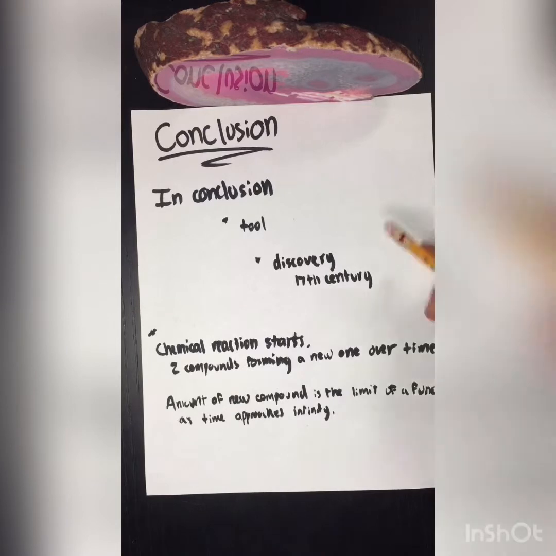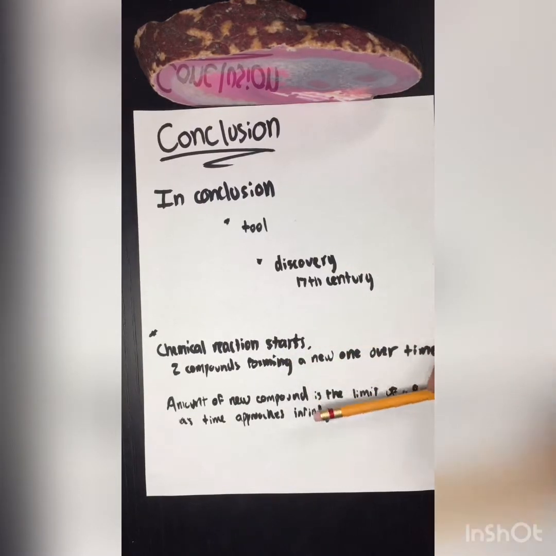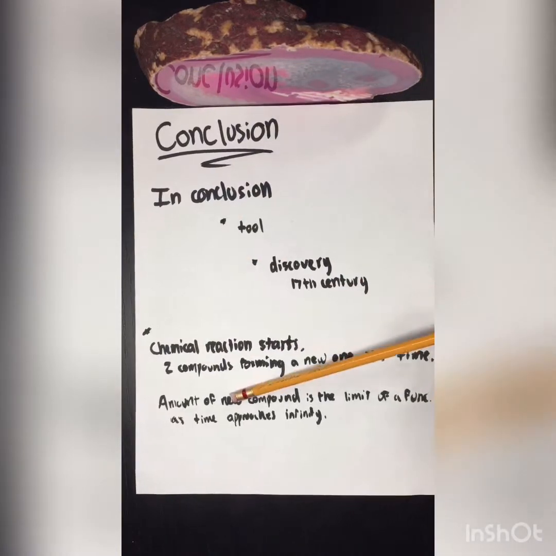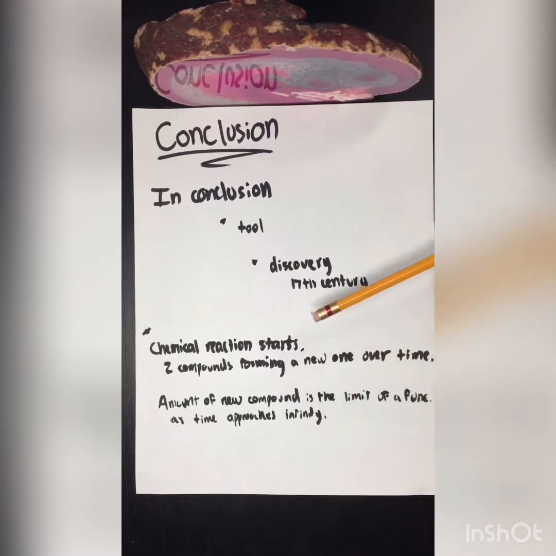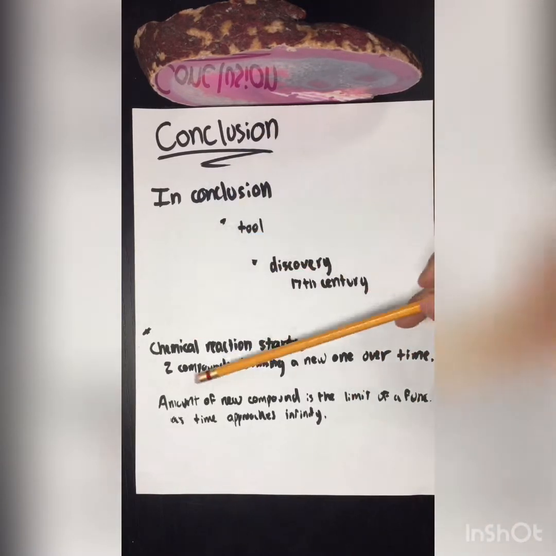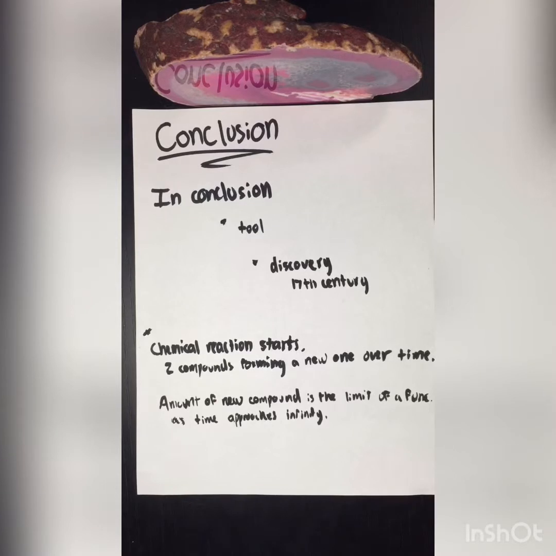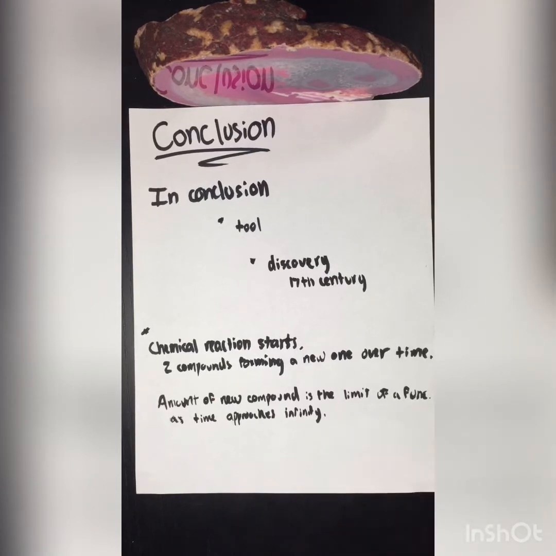For an extra problem, in case you're interested to know, we can use this in real life as in the following. A chemical reaction starts when two compounds form a new one over time. The amount of the new compound is the limit of a function as the time approaches infinity. That's actually how you could apply it to real life when doing chemistry.